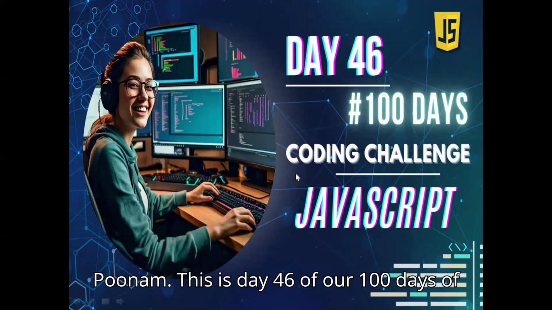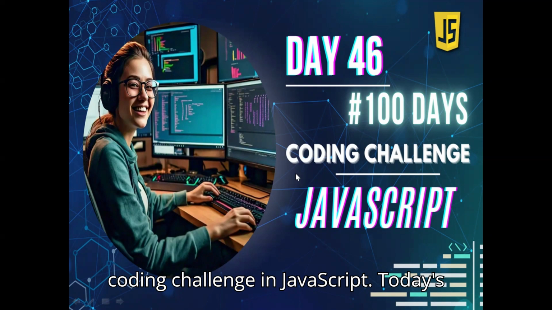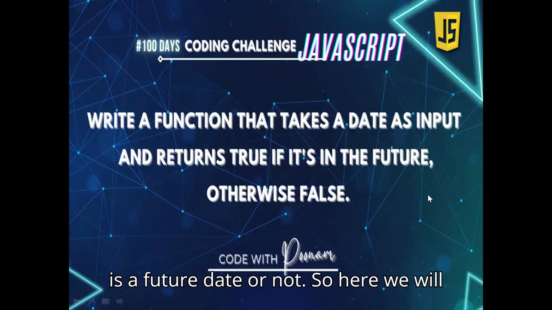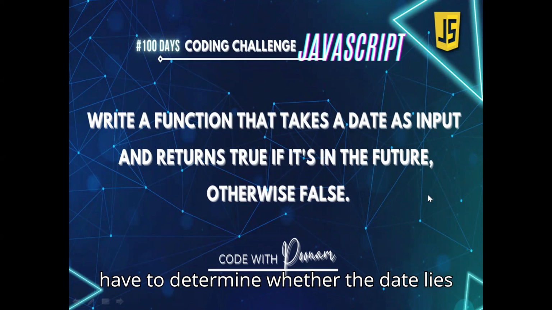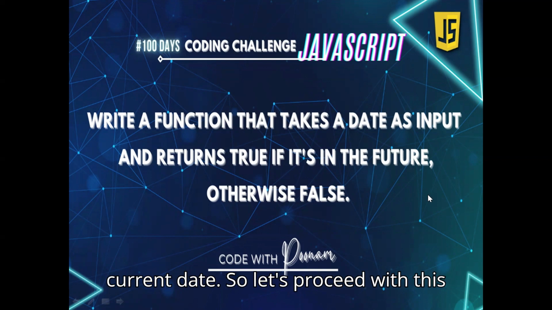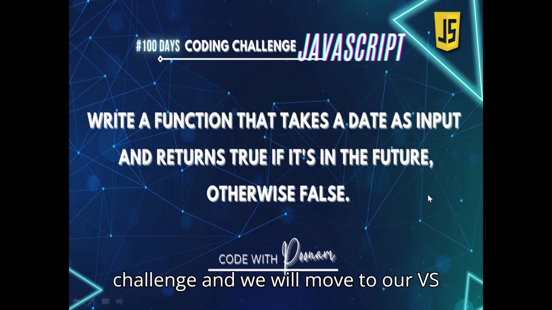This is day 46 of our 100 days of coding challenge in JavaScript. Today's challenge is all about checking if a date is a future date or not. So here we will have to determine whether the date lies in the future compared to the current date. So let's proceed with this challenge and move to our VS Code.